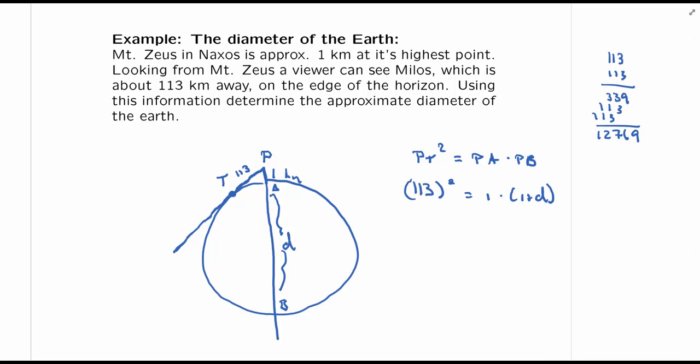Okay, so I had to do a little side calculation over here so that I could actually figure out what 113 squared was. But over here I have 12769 is equal to, so this 1 product isn't doing anything, so it's equal to 1 plus D. So I'm just going to subtract 1 from both sides, and I get therefore that 12768 is equal to D. So therefore the diameter of the Earth is approximately 12,768 kilometers.